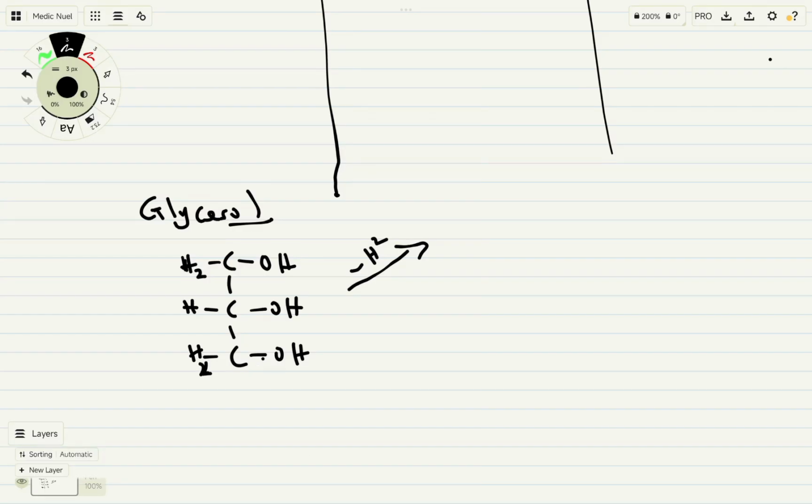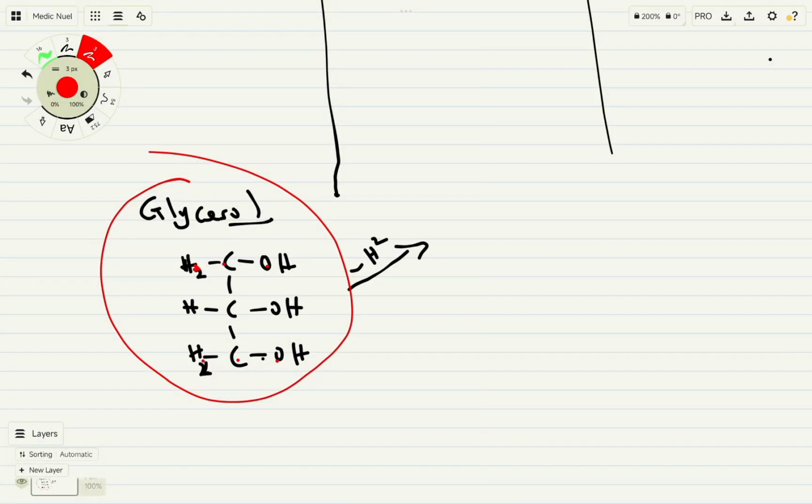This cannot be 2, because if we have 2 hydrogens here, 2 3 4 5, that's already 5 bonds, and carbon cannot be bonded to 5 substituents. It has to be bonded to only 4. So here we have 1 2 3 4, 1 2 3 4. I hope you get my point. So this is glycerol. Now how do we get glyceraldehyde from glycerol?